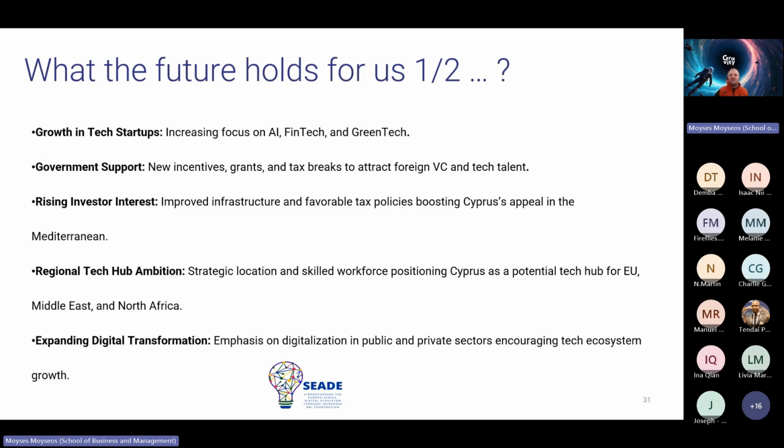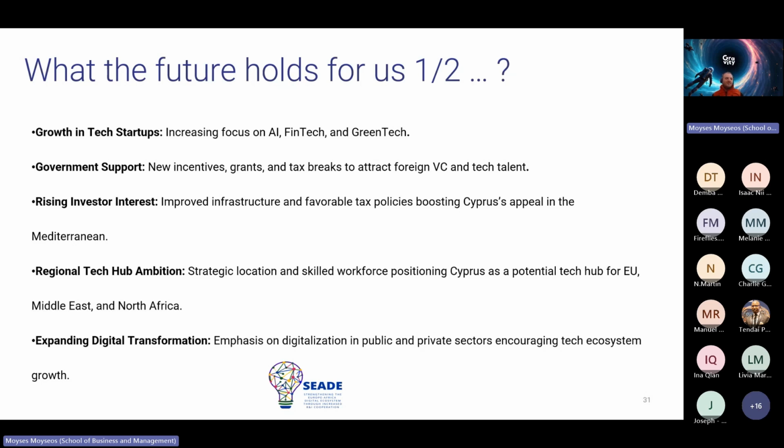Now, about the future, I was thinking a lot about what the future holds for us. We can definitely see some growth in tech startups, especially an increasing focus on AI, green tech, and medical tech. Government support is always critical, with new incentives and grants for the local ecosystem. There is rising investor interest, and improved infrastructure and favorable tax policies to boost this. There is also an ambition, I see it for Africa, to become a regional tech hub, with a strategic location, a skilled workforce, and a very good positioning.